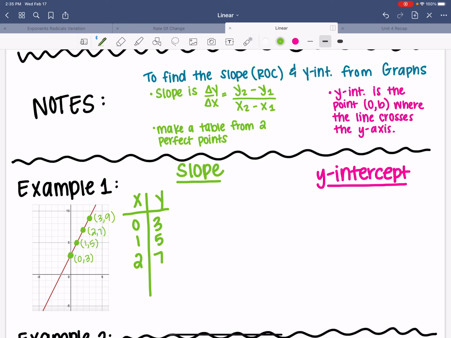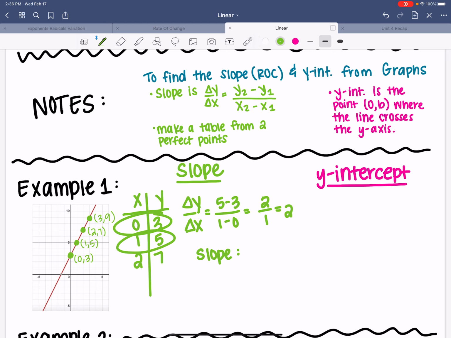Okay, I'm just going to pick this point and this point. So my change in y over change in x is going to be 5 minus 3 over 1 minus 0. 5 minus 3 is 2, 1 minus 0 is 1, so that's just a slope or a rate of change of 2.